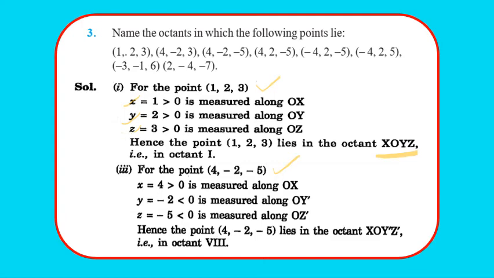Now suppose we take the third point, (4, -2, -5). Here we can see that x is 4 which is greater than 0, but the y coordinate is -2, that is negative, and z is again -5 which is also negative. So we have x along OX, y along OY', z along OZ'. So the octant will be XOY'Z'. X positive, y' for negative y, and z' for negative z. It's very simple. Just look at the signs of x, y and z, positive and negative. Then you can determine the octant. Clear? So pause and note down the solution.